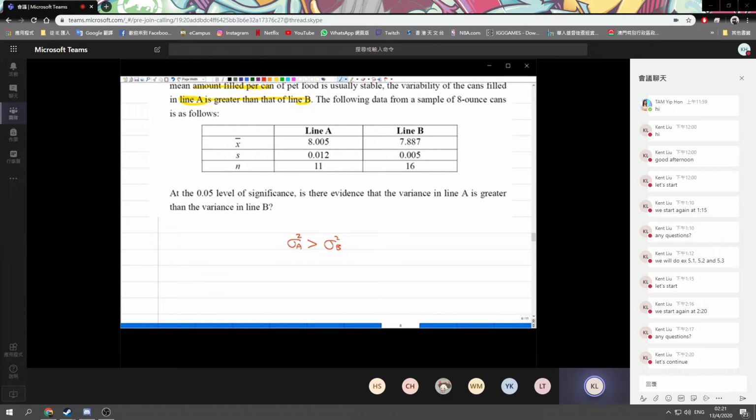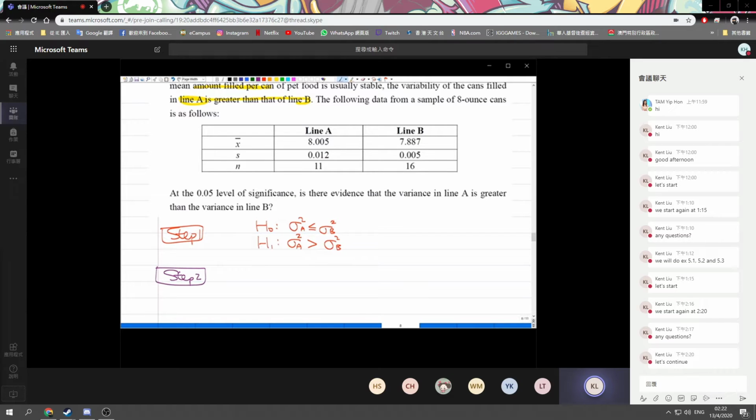That's right, there's no equal sign. So we will say this is the alternative hypothesis, and the null hypothesis is less than. Okay, and this is our step number 1. Now in step number 2, here we have our test statistic.